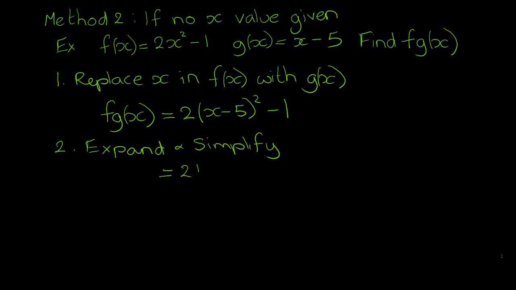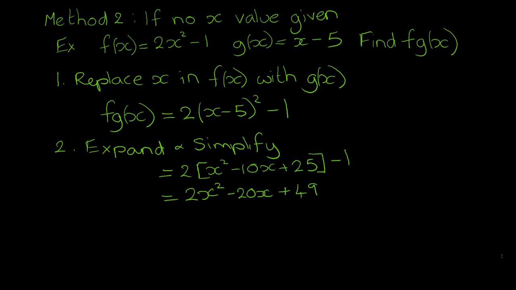So expanding the brackets there, we get 2x squared minus 10x plus 25, and the minus 1 on the end. And if we tidy that up, we get 2x squared minus 20x plus 49.